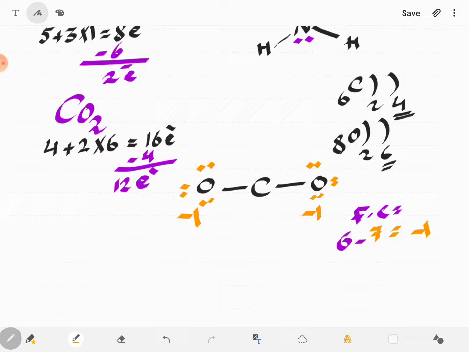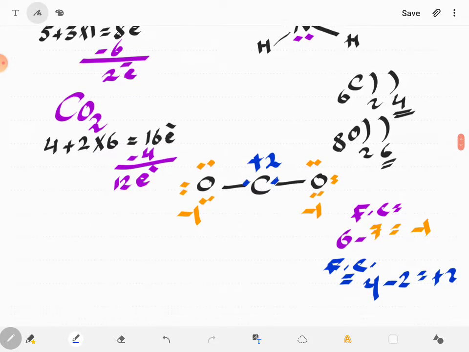Now, what about carbon? Again, for carbon, formal charge equals the total number of valence electrons, 4, minus the electrons around it. Of course, it has just one here and one here. So 4 minus 2. So the total equals positive 2.